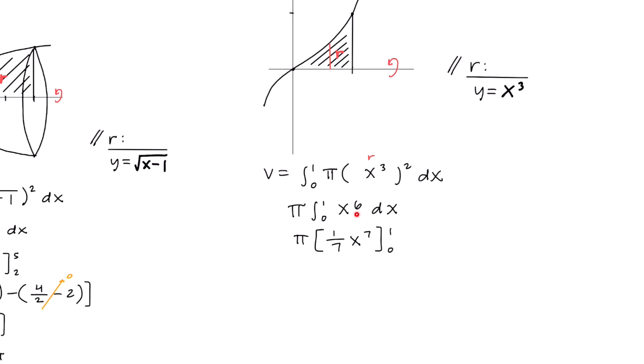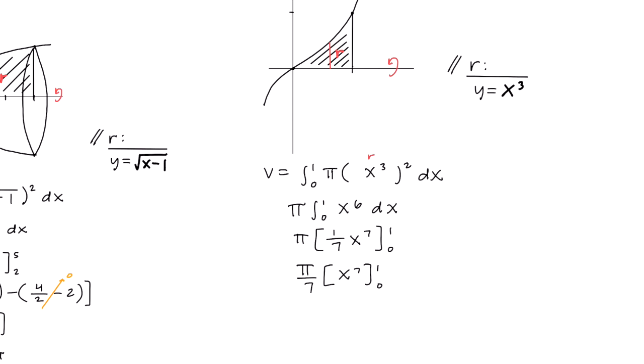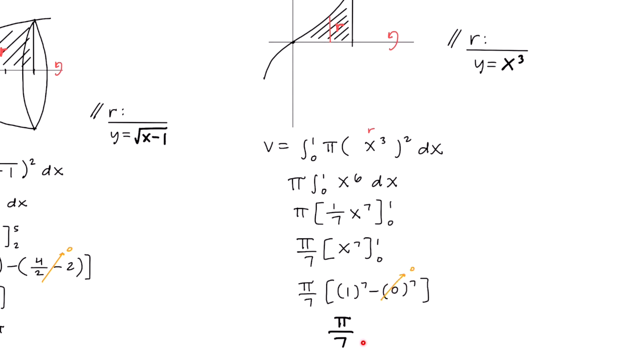The integral of x to the 6th is 1/7 x to the 7th. So I'm going to pull this 1/7 to the front, and now we're going to plug in 1 minus plugging in 0. So our final answer is pi over 7.